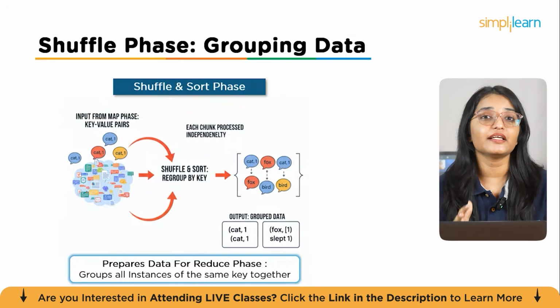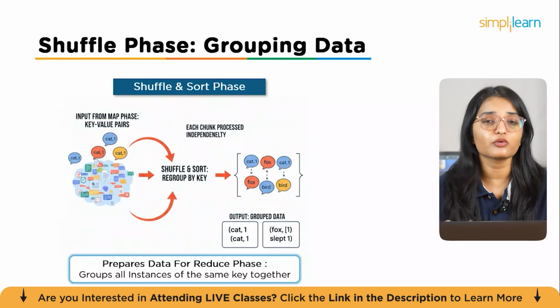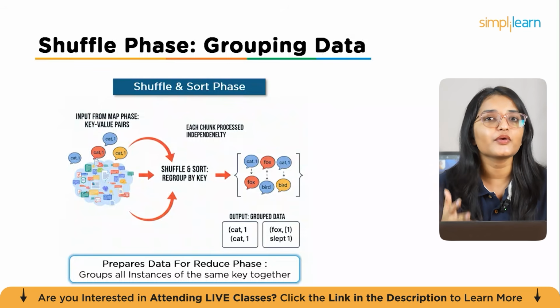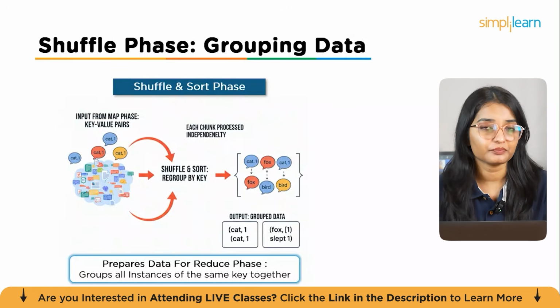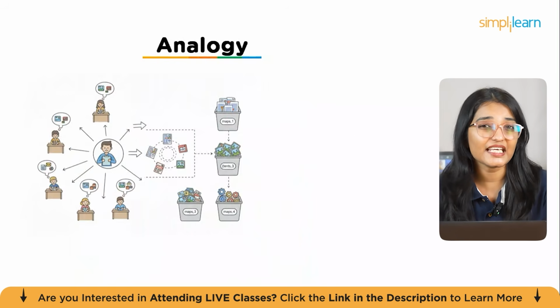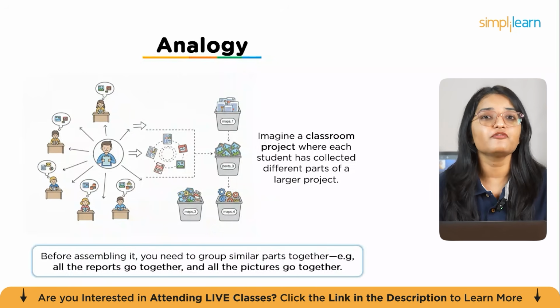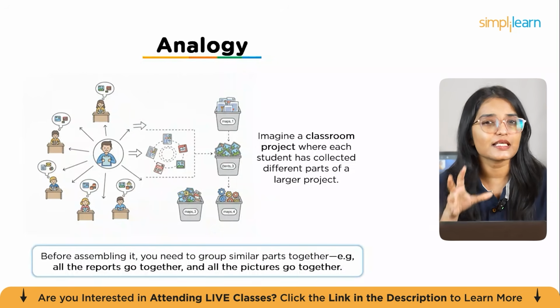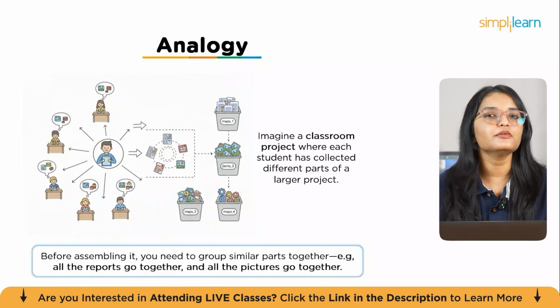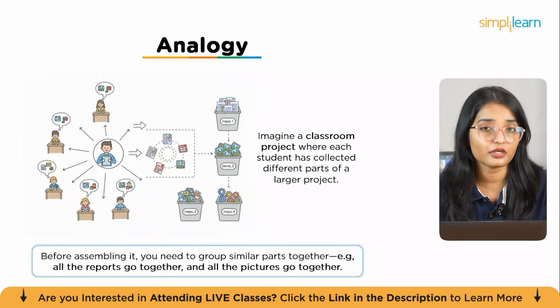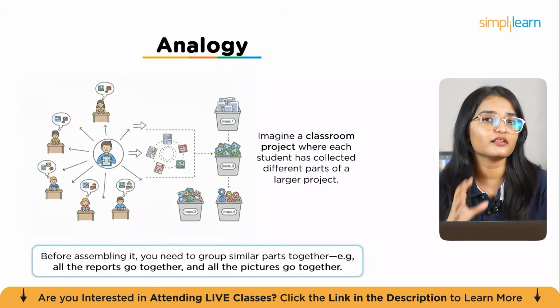Think of it like separating your items from the event into categories like water bottles, tents, and so on, so that you can count them properly later. Imagine a classroom project where each student has collected different parts of a larger project. Before assembling it, you need to group similar parts together. For example, all the reports go together and all the pictures go together. And that's the shuffle phase in MapReduce, grouping data before the final assembly.